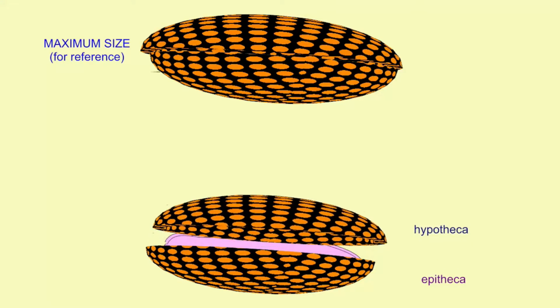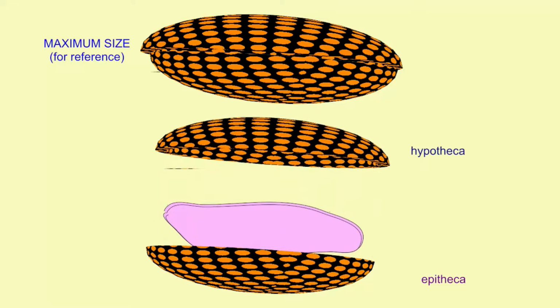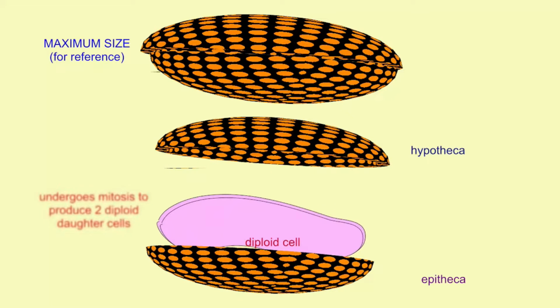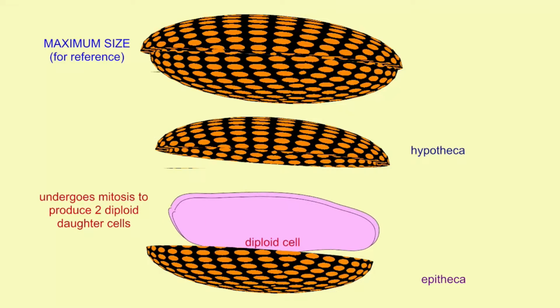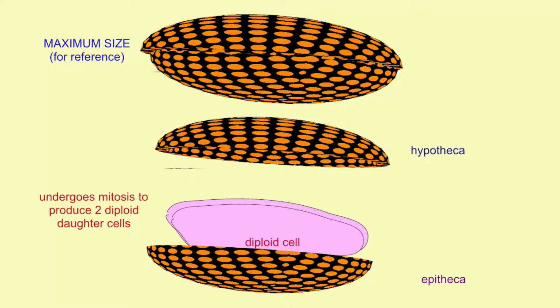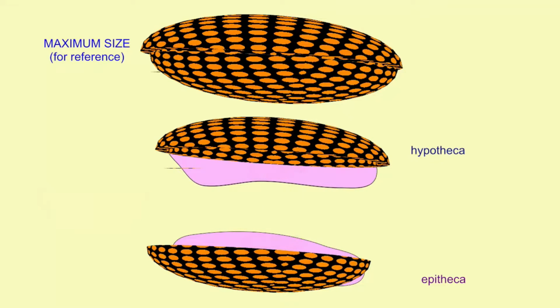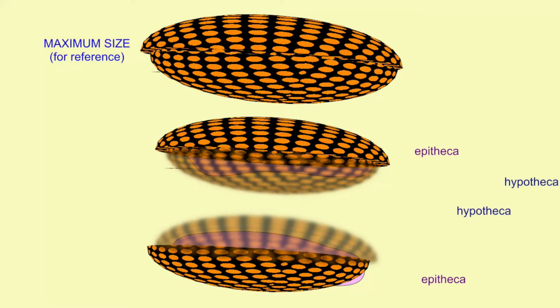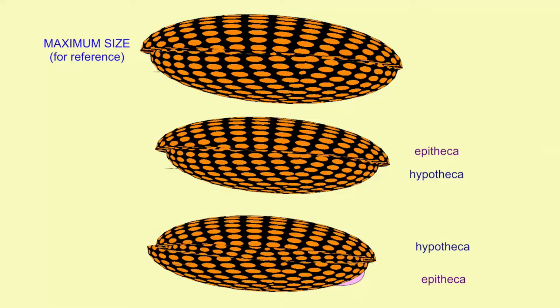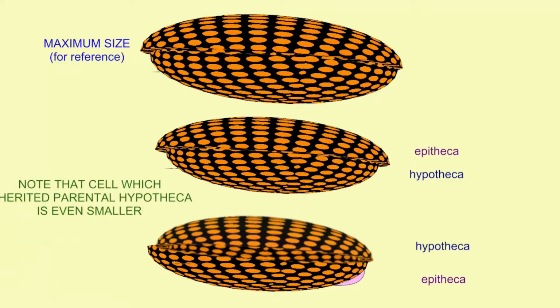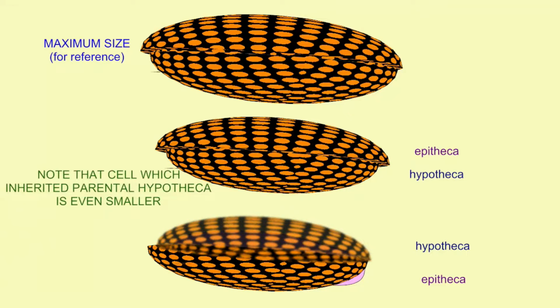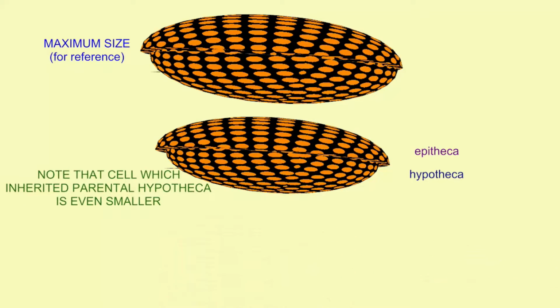When the smaller of the two cells divides through mitosis asexually once again, it separates its epitheca and hypotheca. The cell that inherits this epitheca will develop a slightly smaller hypotheca, but the cell that inherits the hypotheca then will convert this into the larger of the two sections, the epitheca, and develop a hypotheca which is smaller still. So it is smaller than its parent cell.